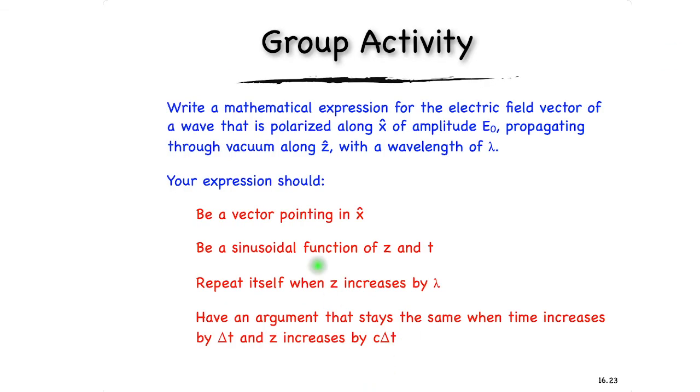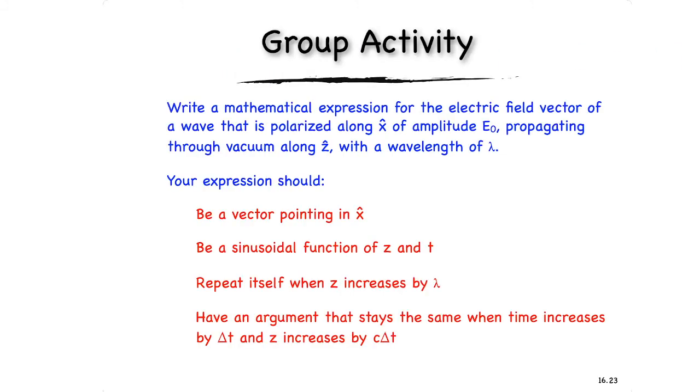Okay, so let's see how we're doing. We should have a function that's varying in z and t. And how should we start this off? What's the first thing that I can write? Should be a vector pointing along x. So how do I represent that? Eric? Okay. It'd be the amplitude times, let's say, an x unit vector. It should be a sinusoidal function of z and t. So I've written this as a function of z and t. And a sinusoidal function, let's use cosine.